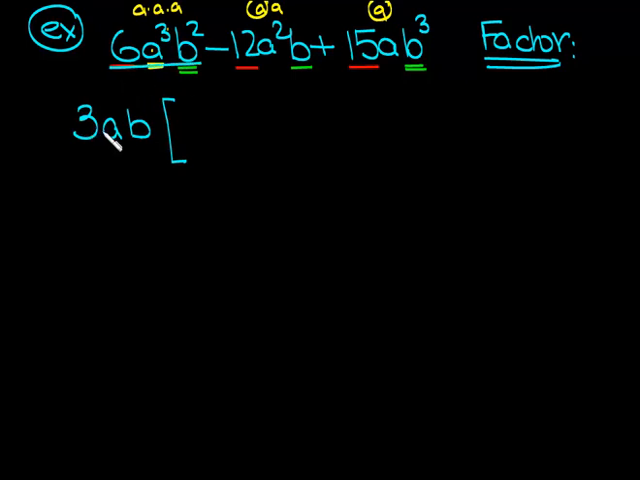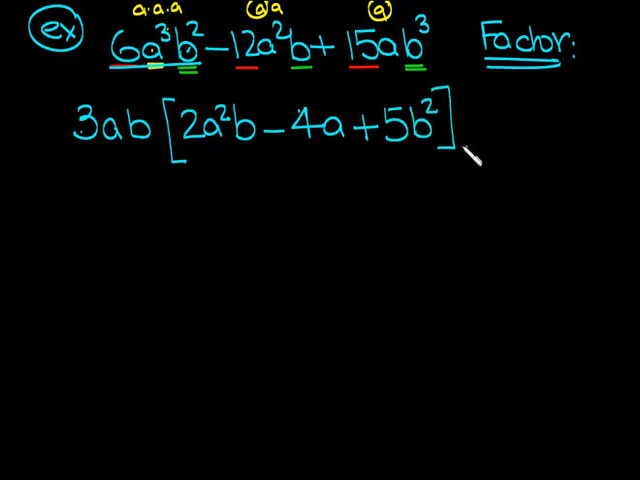So if I divide this by this, the 6 divided by 3 is 2. A to the 3 divided by a is a squared. B squared divided by b is just b. Minus 12 divided by 3 is 4. A squared divided by a is a. B divided by b is just 1, so we don't need to write that. 15 divided by 3 is 5. A divided by a is 1. B cubed divided by b is b squared. And there's your answer. Okay, we wrote this as a product. That was a key thing.